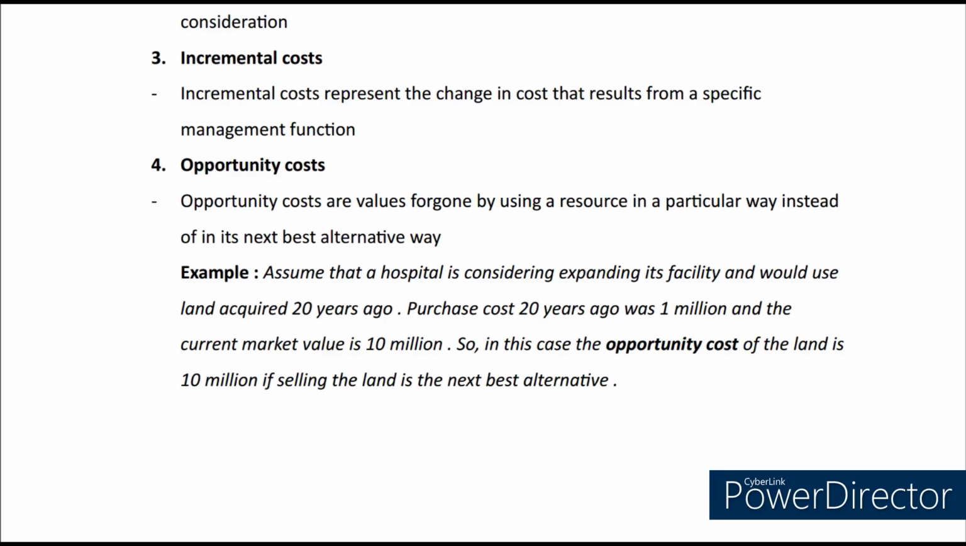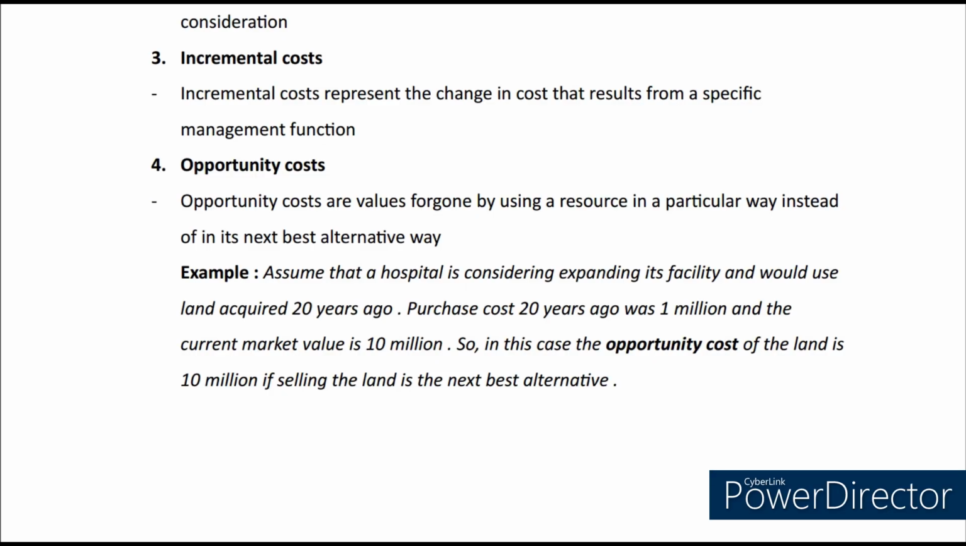So opportunity costs are values foregone by using a resource in a particular way instead of in its next best alternative way. I will explain this with a very small example. Assume that a hospital is considering expanding its facility and would use land acquired 20 years ago. They bought this land for around 1 million 20 years ago, and the current market value is 10 million. So in this case, the opportunity cost of the land is 10 million if selling the land is the next best alternative.